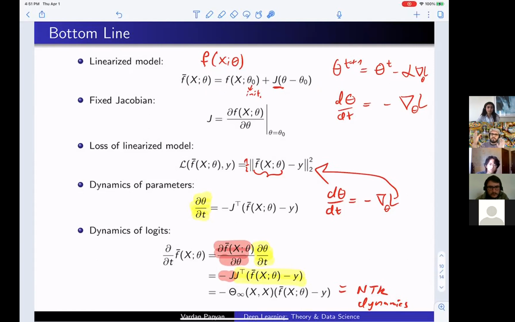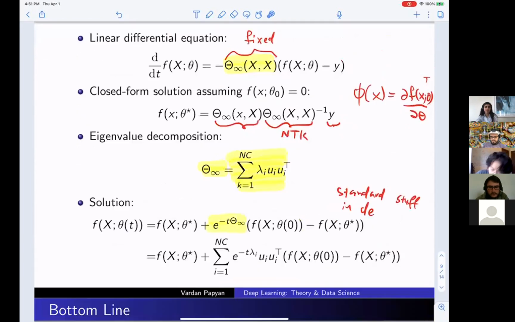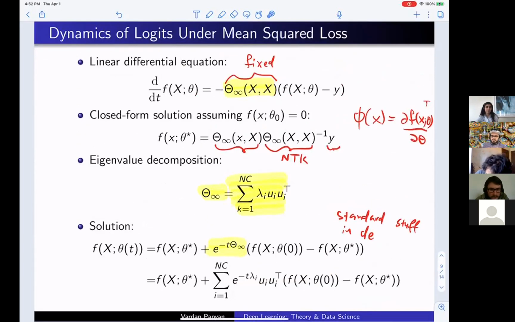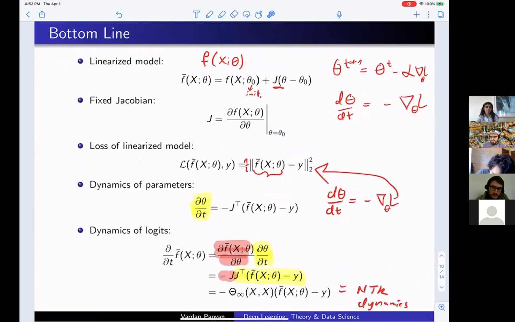There are different perspectives on the NTK. One of the perspectives is what's written here, which is that you have this linear differential equation on the logits, which can be solved in closed form and so on. That's one point of view. A different point of view is that the NTK can be interpreted as a linearization of the nonlinear network. If you linearize the nonlinear network, then you obtain the NTK dynamics.